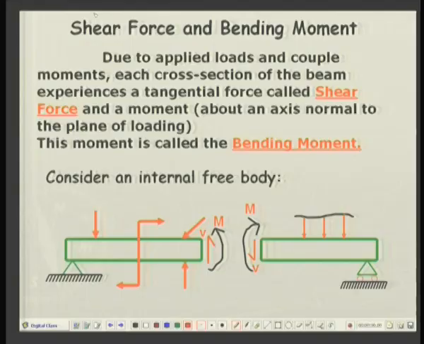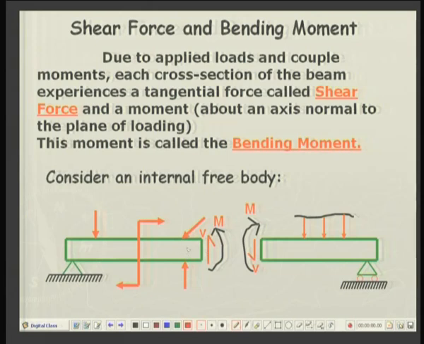Now, to illustrate this, let me consider an internal free body. That is, this whole beam is arbitrarily cut. That is, you imagine that with the help of a knife, or a saw, we have cut the beam into two parts. One part on the left side and the other part on the right side. And since the beam is in equilibrium, each of the cut sections will also be independently or individually in equilibrium.